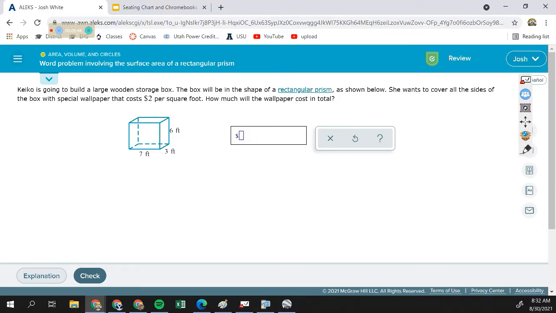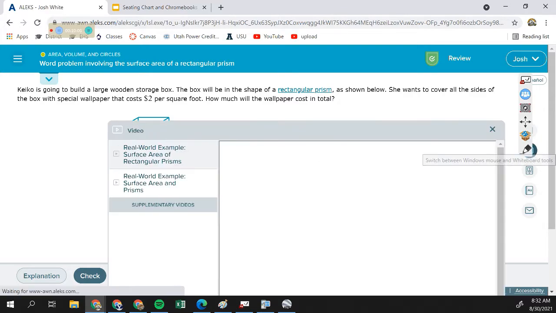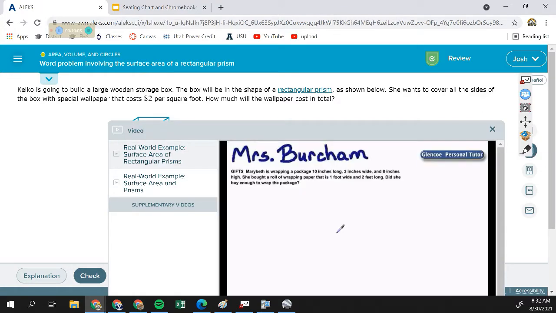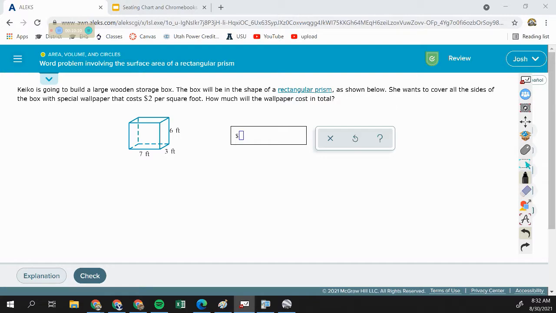So are we doing area or volume? We're not going to fill the box up with paper. We're just going to cover the outside of the box with paper. Okay? And we know that the paper costs $2 per square foot. So first, let's figure out how much area the front side is going to take.